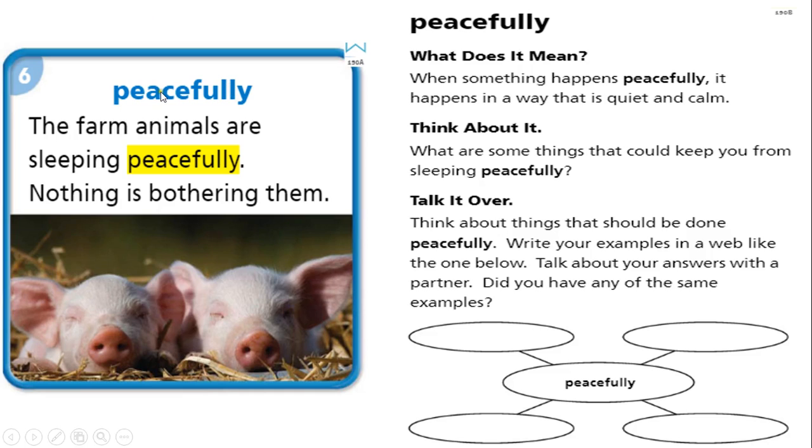Number 6, peacefully. This is an adverb. The farm animals are sleeping peacefully. How are they sleeping? Peacefully. Nothing is bothering them. Once they are sleeping peacefully, it means it happens in a way that is quiet and calm. Can you see how quiet and calm they are? They are in peace. They are sleeping peacefully.